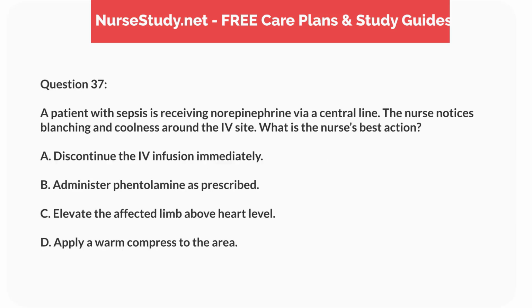Question 37. A patient with sepsis is receiving norepinephrine via a central line. The nurse notices blanching and coolness around the IV site. What is the nurse's best action? A. Discontinue the IV infusion immediately. B. Administer phentolamine as prescribed. C. Elevate the affected limb above heart level. D. Apply a warm compress to the area.